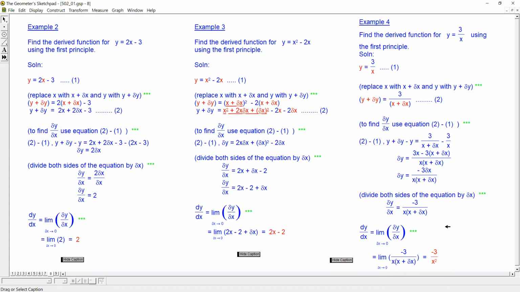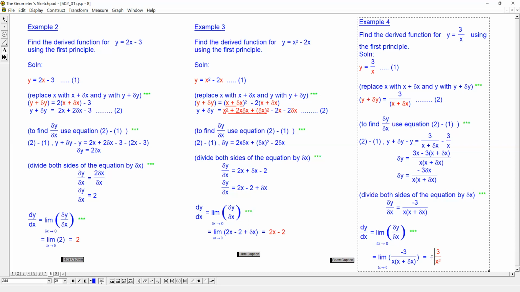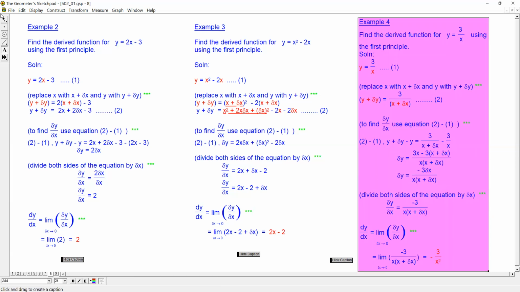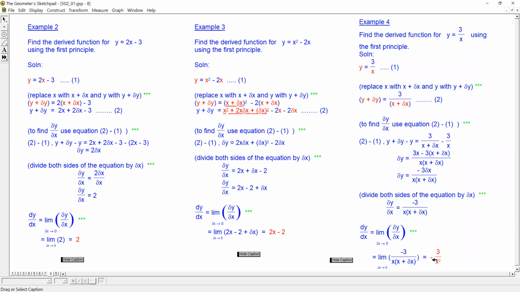So far, okay or not? Negative 3 over x squared, or maybe the negative you can put in front here. Negative you can put in front. Looks nice like that. Okay. Can follow or not?